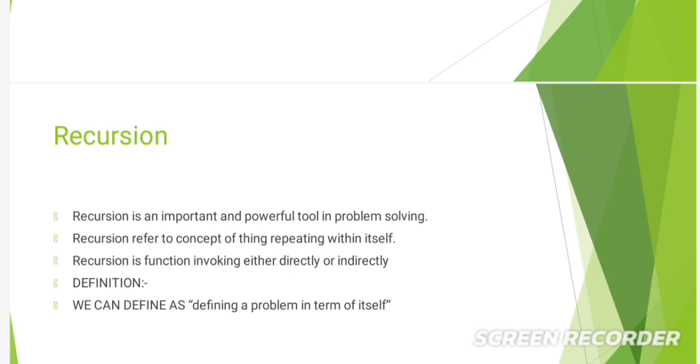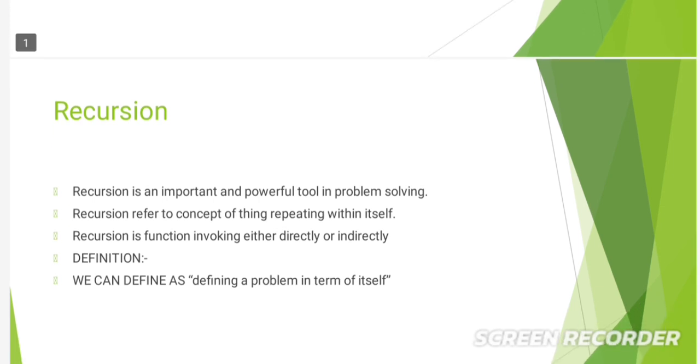Recursion. Recursion means what? Recursion is an important and powerful tool in problem solving and programming. It is a programming technique that naturally implements the divide and conquer problem solving methodology. Recursion refers to the concept of a thing repeating within itself. Recursion can be used as an alternative to iteration. Recursion is a function invoking itself, either directly or indirectly.